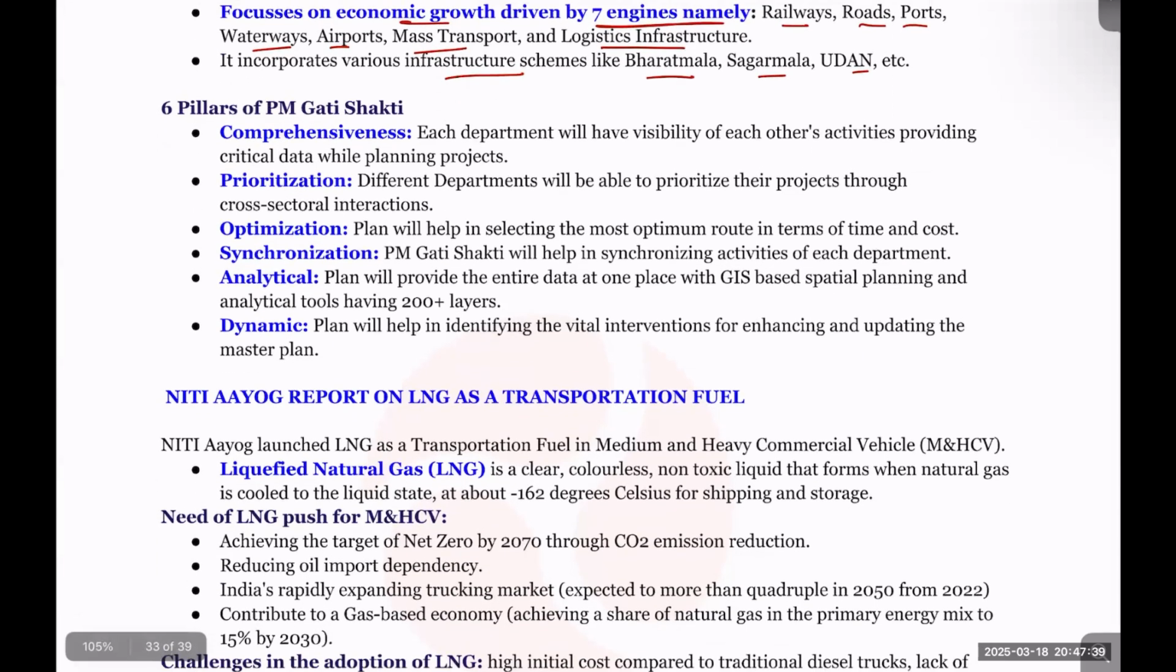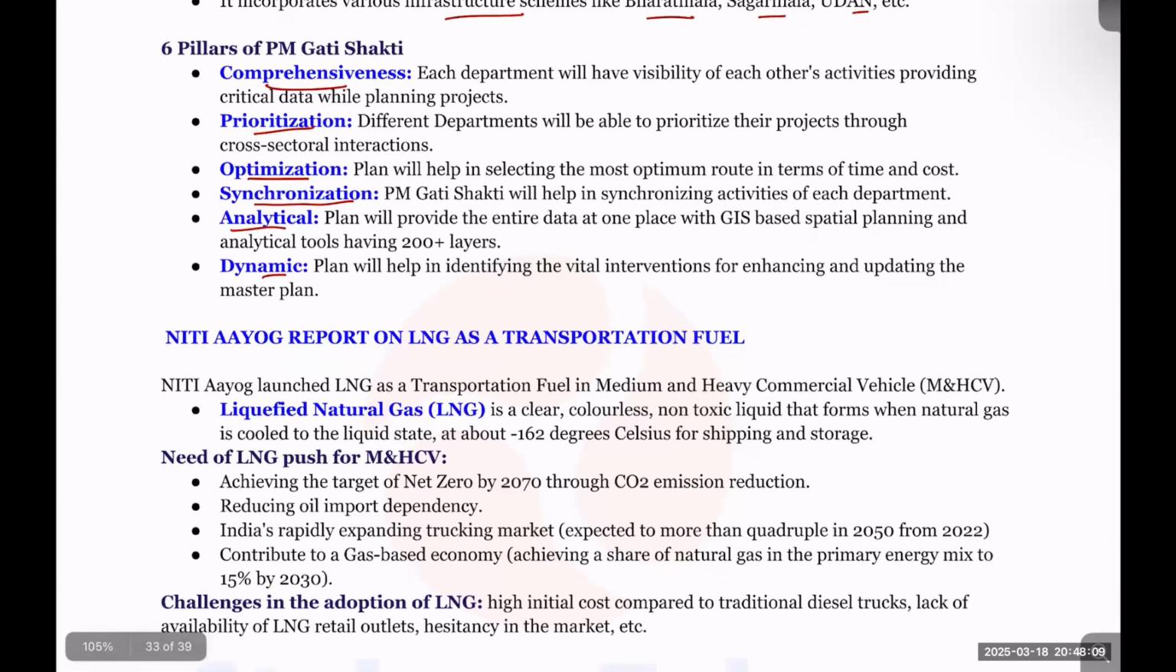So PM Gati Shakti has six pillars. It is comprehensive, it prioritizes, it optimizes, it synchronizes the services of each department, it is analytical, that is, data is analyzed and only then are policy decisions taken, and it is dynamic, a very dynamic plan that can be modified at a later stage of the project. These are some of the pillars of PM Gati Shakti.